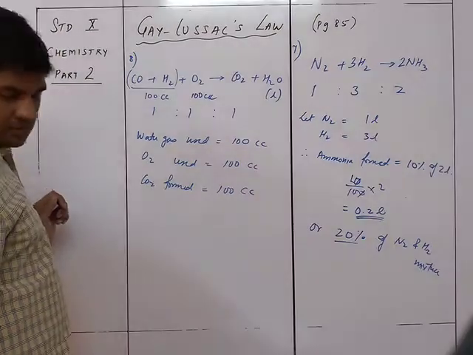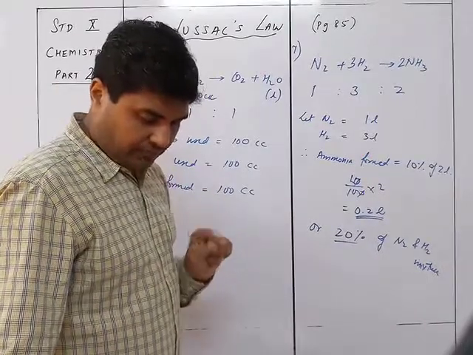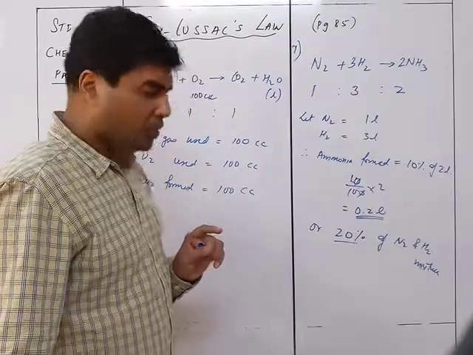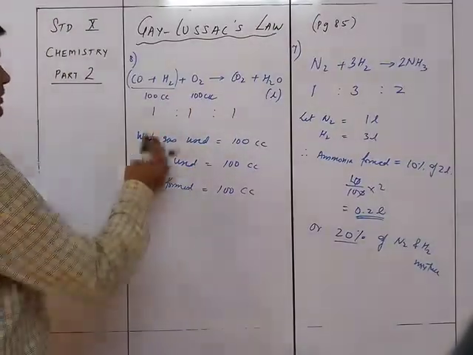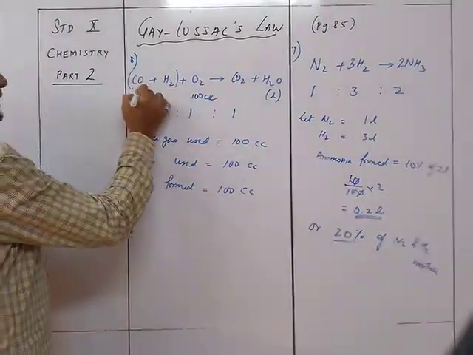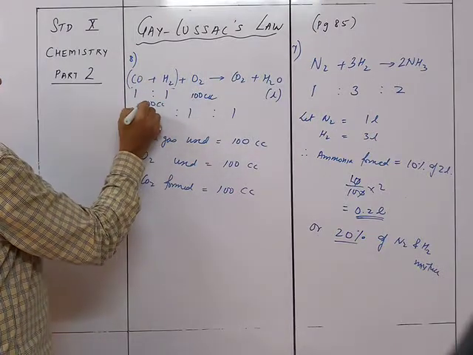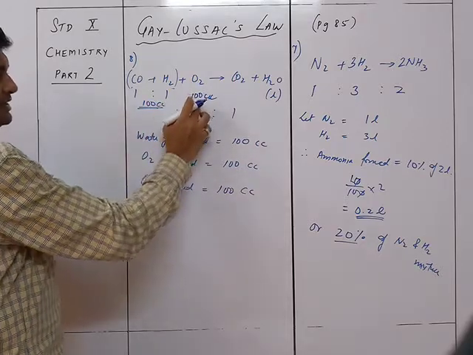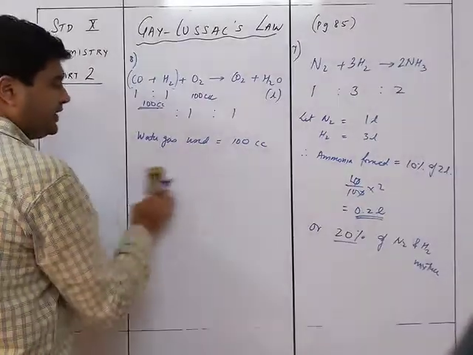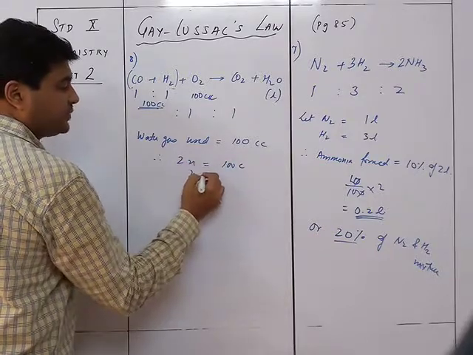One sec. 100 cc each of water gas and O2 are ignited. Oh, sorry. When it is this way, you cannot take it as a combined thing. This is 1:1, so over here this is equal to 100 cc. Water gas used was 100 cc. Therefore, for O2 used, 2x is equal to 100 cc. So x is equal to 50 cc.